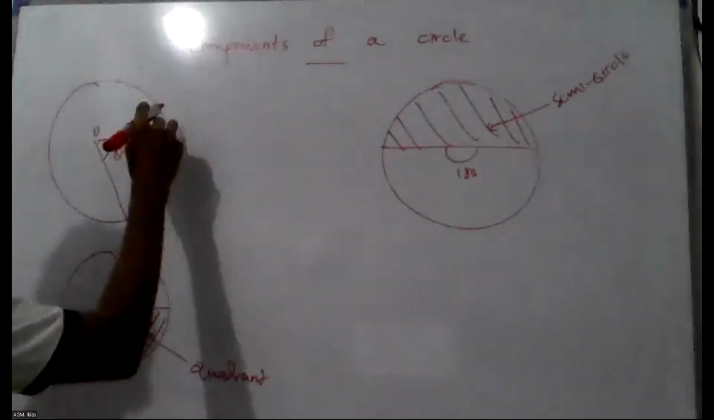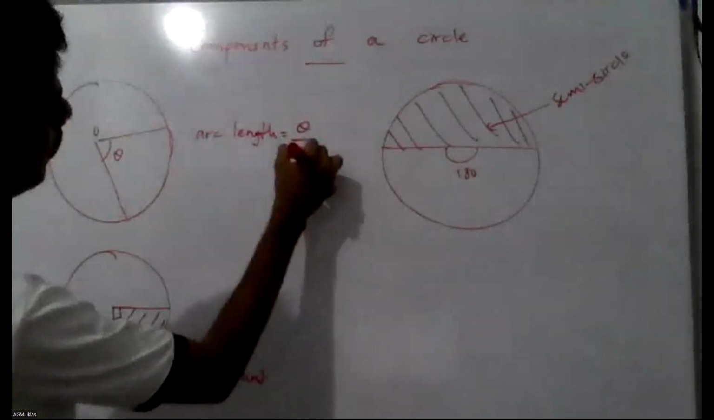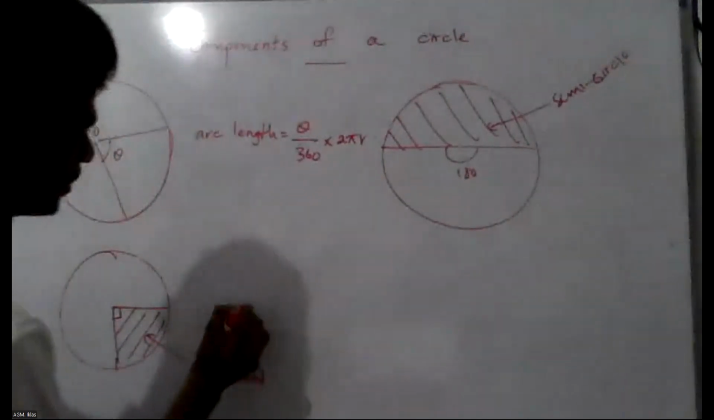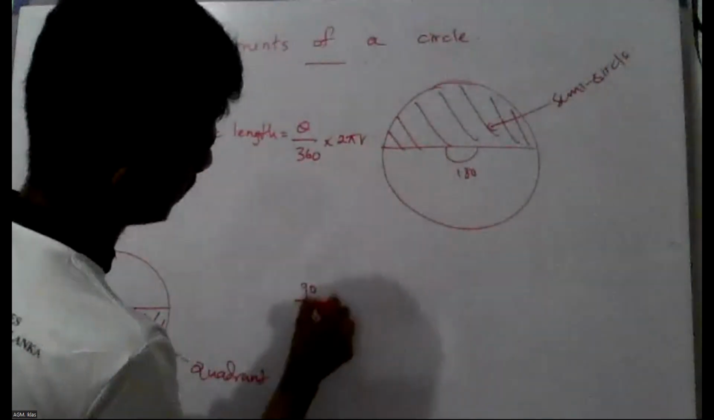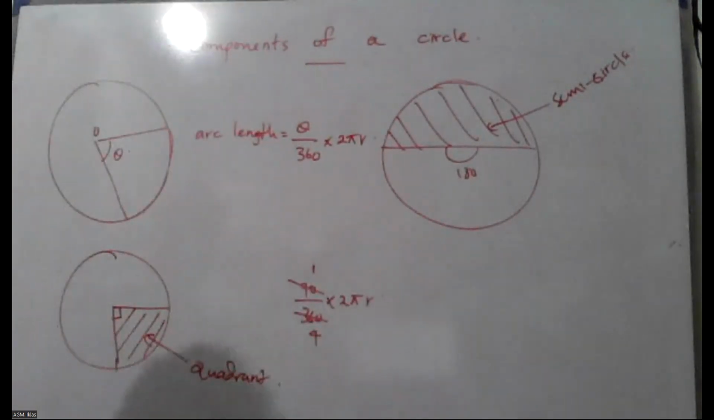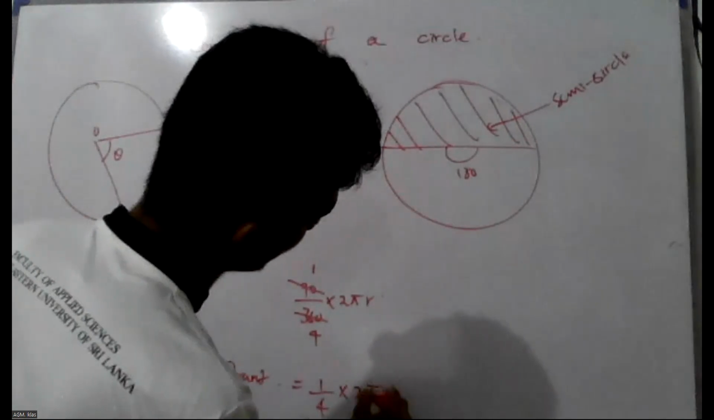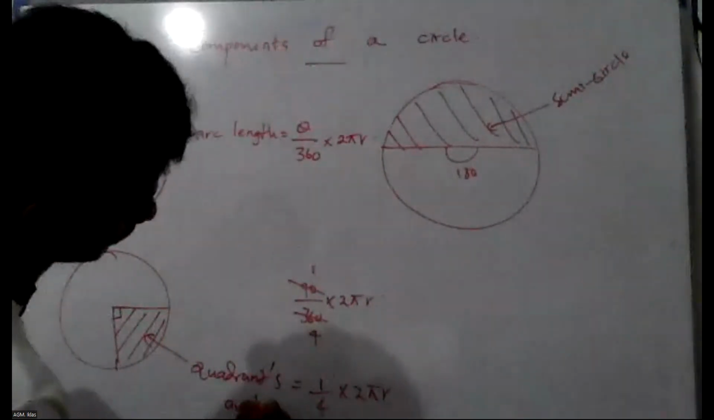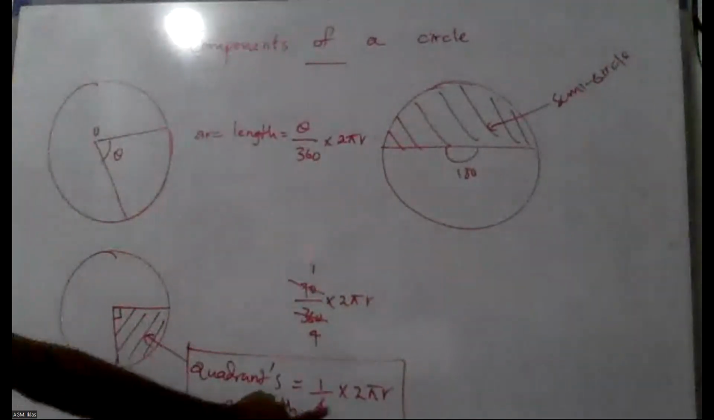You know this is the arc, and the arc length is equal to theta over 360 into 2 pi r. For the quadrant, instead of theta, I put 90 over 360 into 2 pi r. If I simplify it, there are four 90s in 360. So the answer is 1 by 4 into 2 pi r. So the quadrant's arc length is 1 by 4 into 2 pi r.